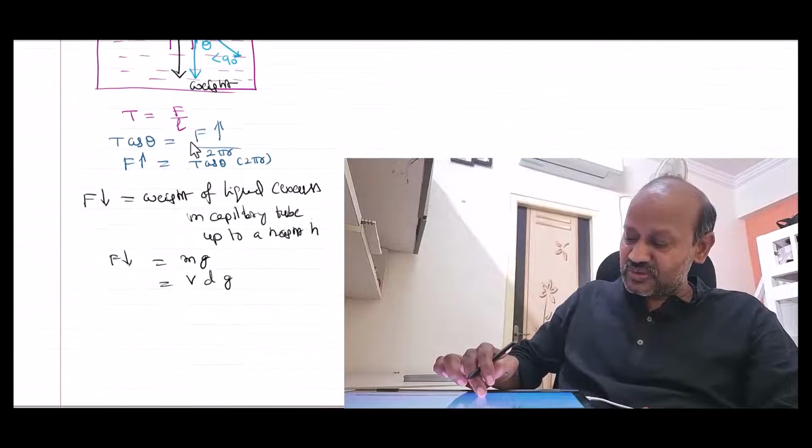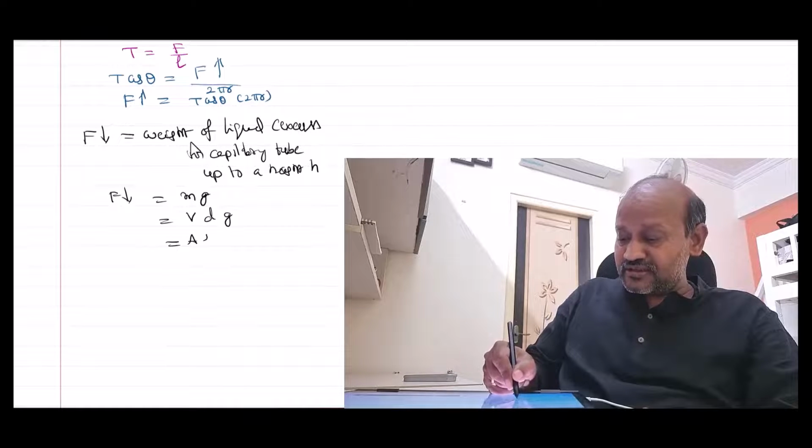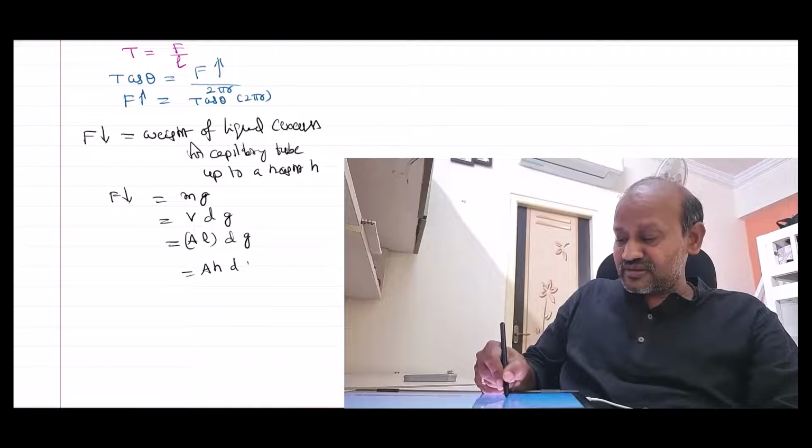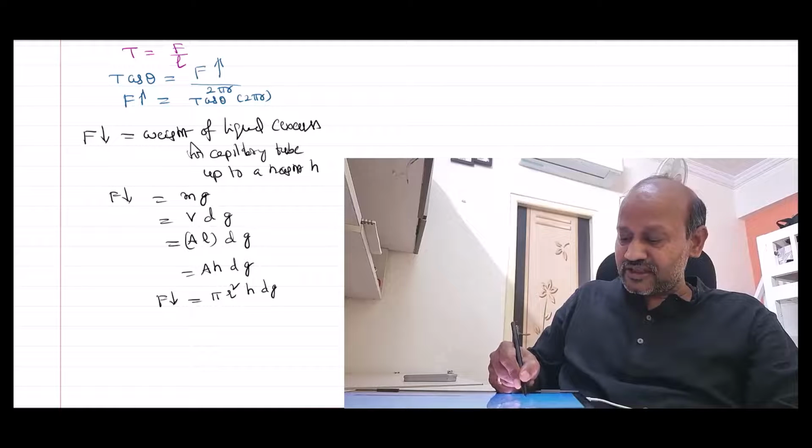g, let me just scroll up. Volume can be written as area into length of that liquid in the capillary tube, the excess length. I have assumed the excess length as h, as I told you. Being the cross section is circular for the cylindrical pipe, area is pi r square, where r is the radius of that pipe. This is all the force acting in the downward direction.